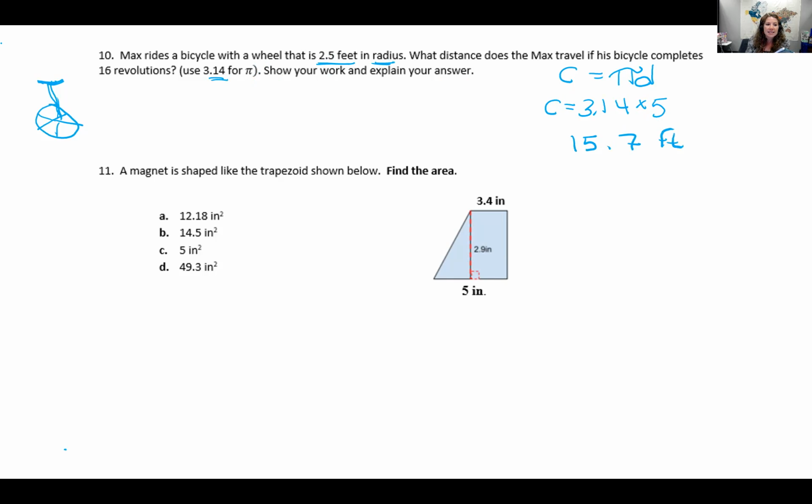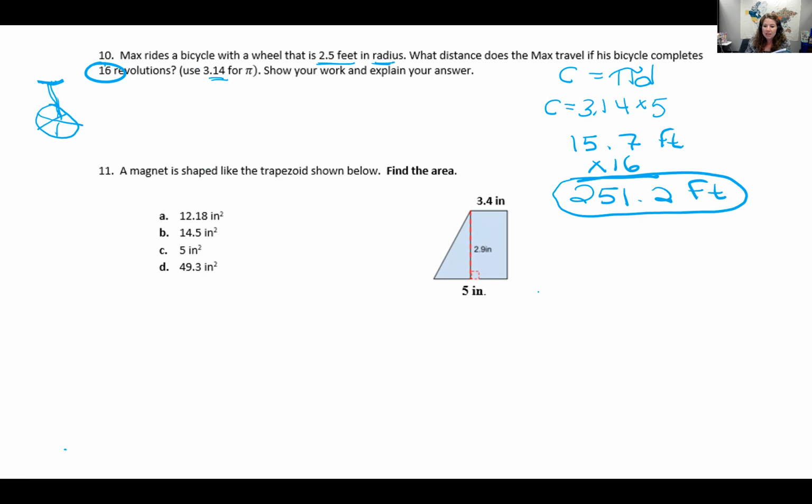However, we're going 16 revolutions. So I simply multiply my circumference by 16. I'm going to use my calculator, and I get 251.2 feet. So if that wheel turns 16 times, he will have traveled 251.2 feet. Okie doke.